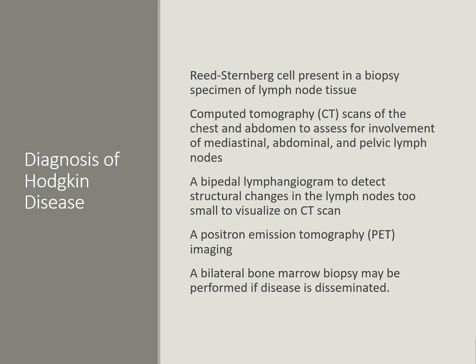So again, diagnosis is really based on the presence of those Reed-Sternberg cells on biopsy. We can also do computed tomography or CT scans, and what we're looking for there is the chest and the abdomen, to look for involvement of mediastinal masses or abdominal or pelvic lymph nodes. There's something called a bipedal lymphangiogram, and that can be used to detect really small, minute structural changes in the lymph node that are often too small to even visualize on CT scan. We can use PET scan imaging. We can do bone marrow biopsies to see if the disease has disseminated into the bone marrow.